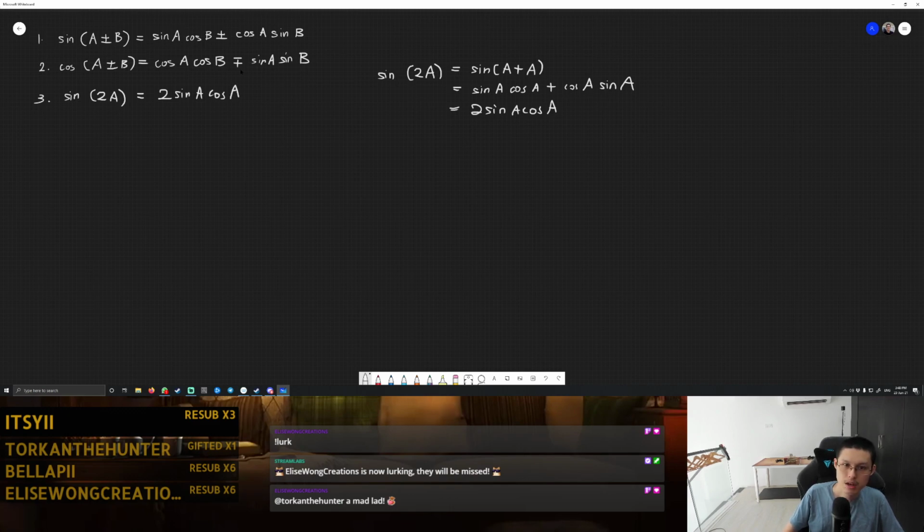Okay, next up we have the double angle formula for cos. So this is actually just cos of A plus A. That's going to give you, let's see, cos cos minus sine sine. So this is actually cos squared A minus sine squared A. So that's our double angle formula for cos.